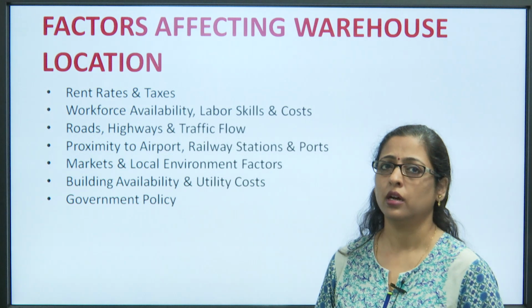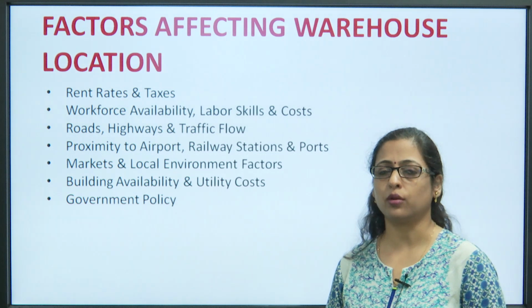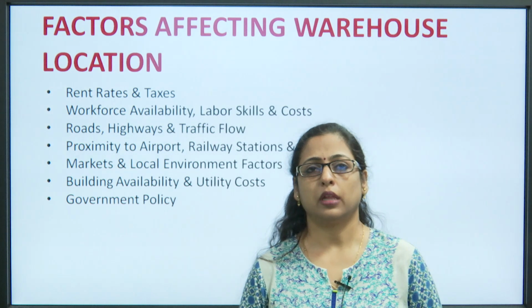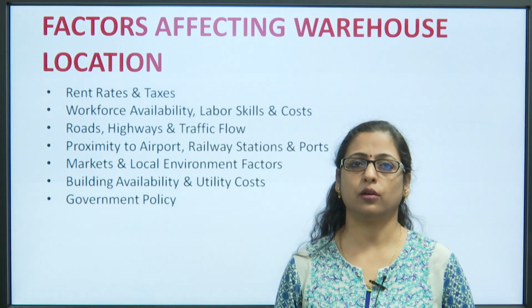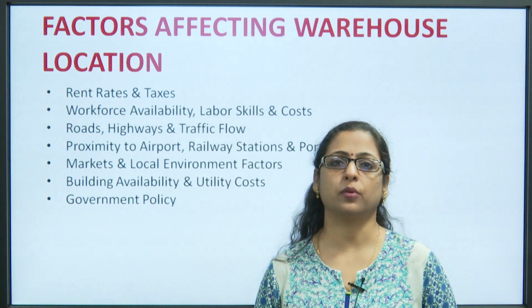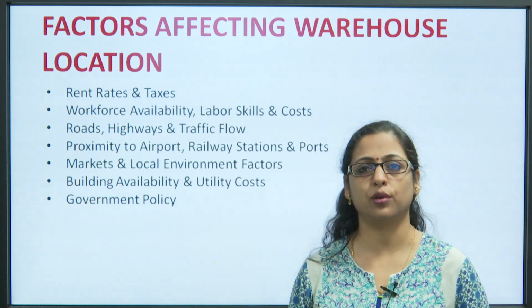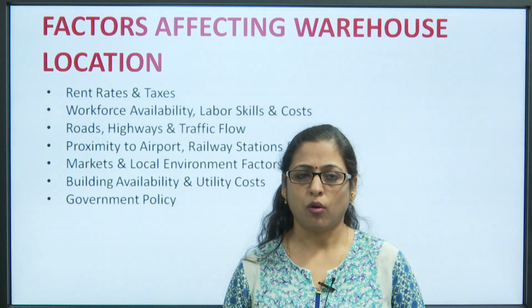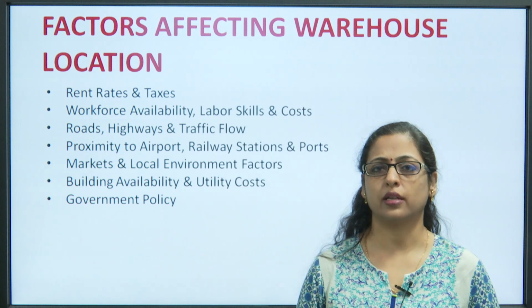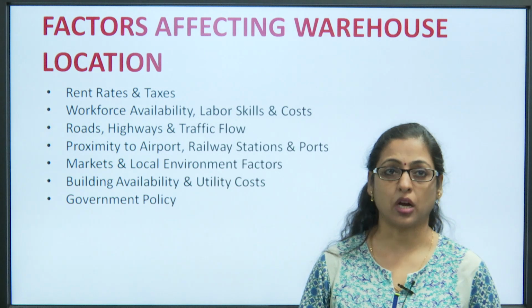The second factor that affects warehouse location is workforce availability, labor skills and cost. Depending on the product, the company needs to understand what kind of labor skill it requires in the warehouse. For example, if the company's product offering is very fragile, then a separate kind of skills is required to handle these fragile items, or if it is something hazardous or has chemical components, again certain restrictions or special requirements are there.